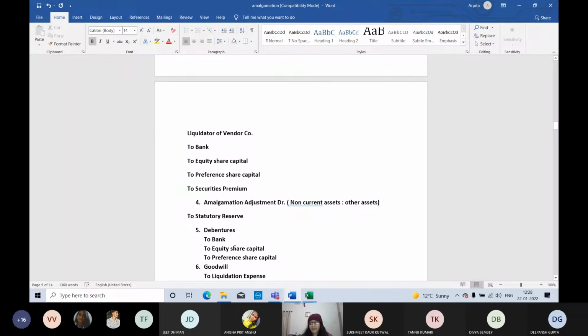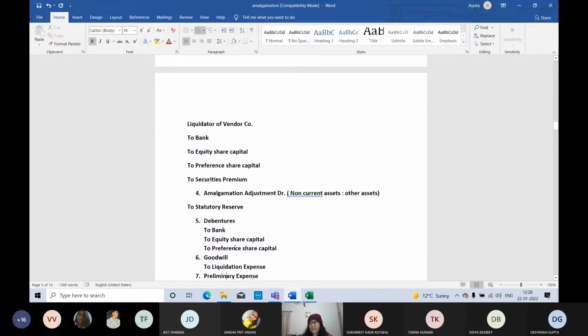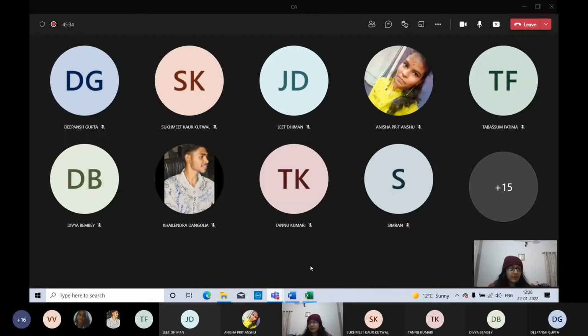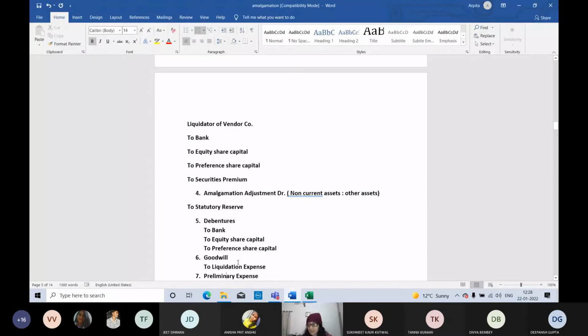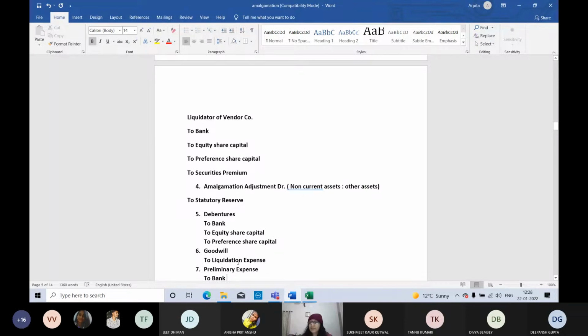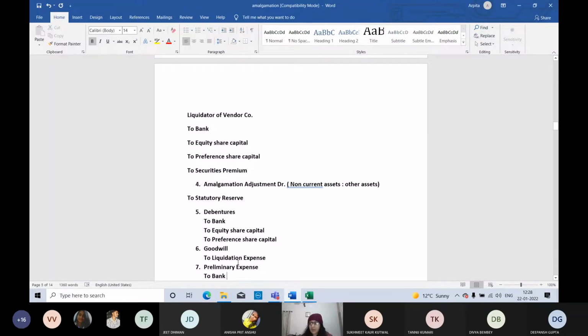Now finally, there is also a possibility that there is a liquidation expense. Now the moment we are buying a business and we are paying a liquidation expense, the entry for that is goodwill to liquidation expense. And finally, if there is a preliminary expense also, the entry for preliminary expense is going to be preliminary expense to bank.